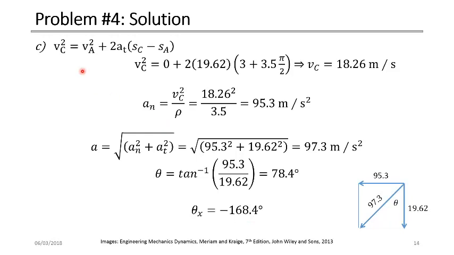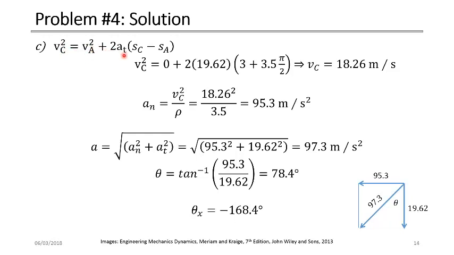So at point C, again, we would apply the normal tangential coordinates. But in order to find the normal component of the acceleration, we need to find the velocity. The acceleration is constant, so we can still calculate the velocity based on the information given at point A. So we say that the velocity at point C squared is equal to the velocity at point A squared plus 2 multiplied by the tangential acceleration.